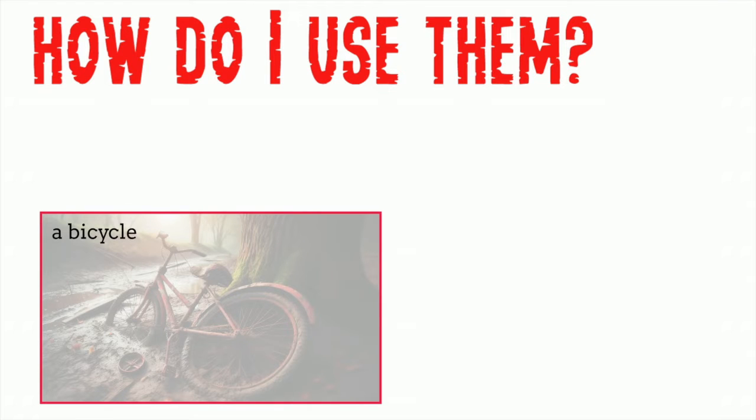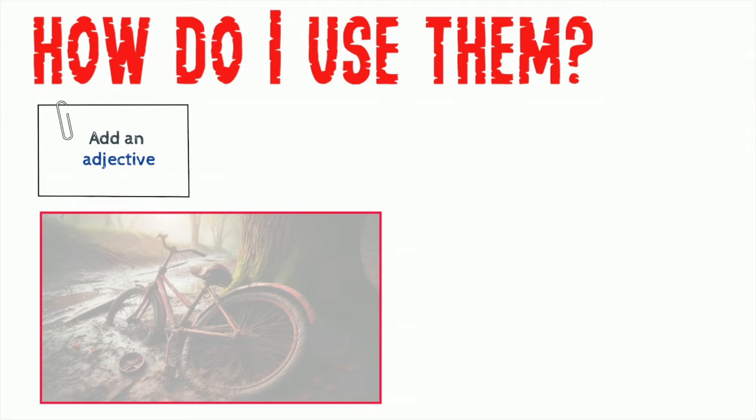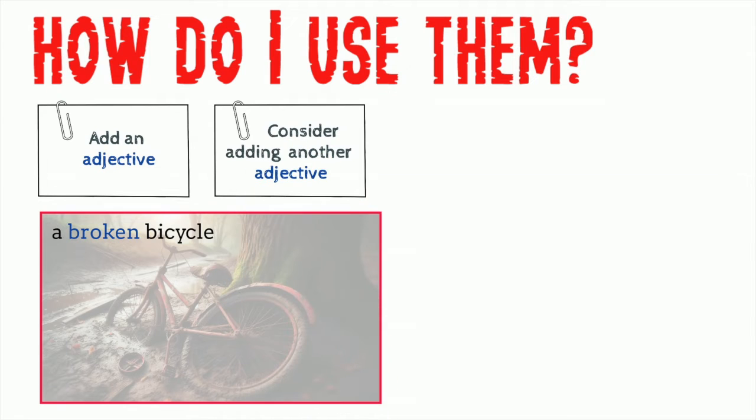How do I use them? To help you learn how to write expanded noun phrases, let's go through an example. We'll begin with a bicycle. Step 1 is to add an adjective. A broken bicycle. That's expanded it a little, but let's keep going. We could add a second adjective.